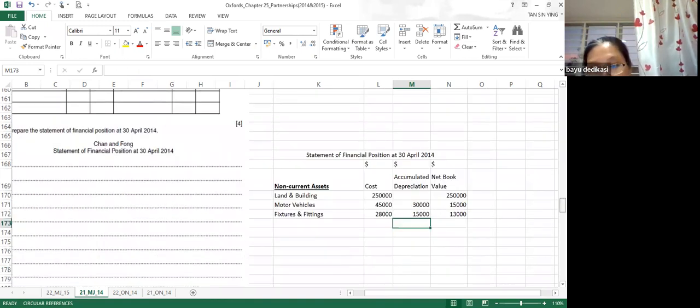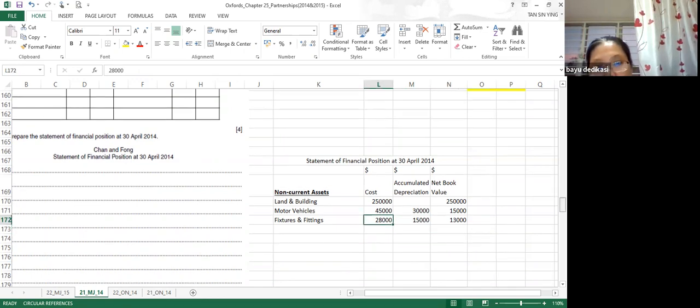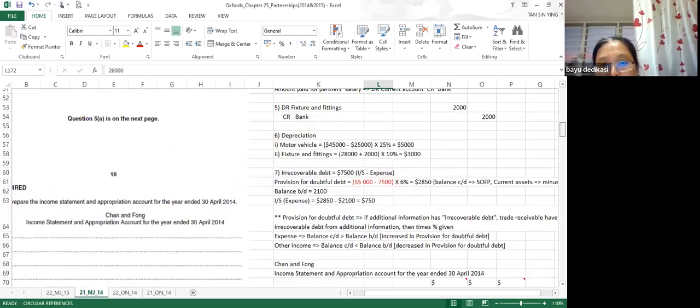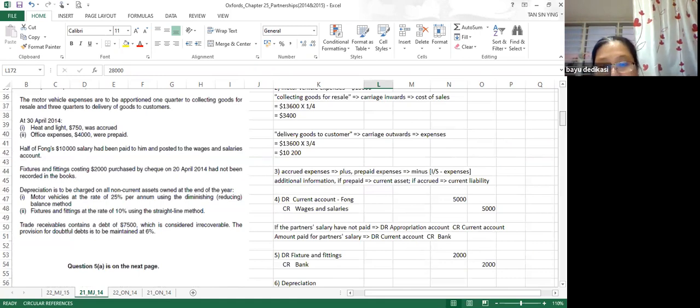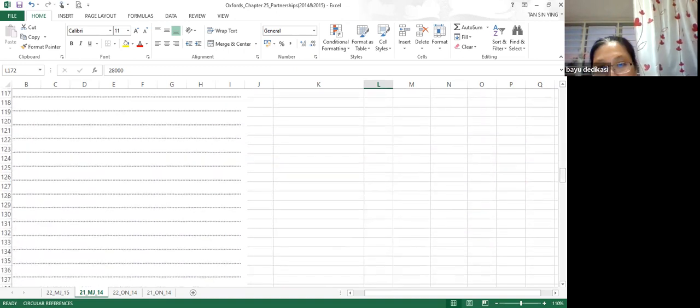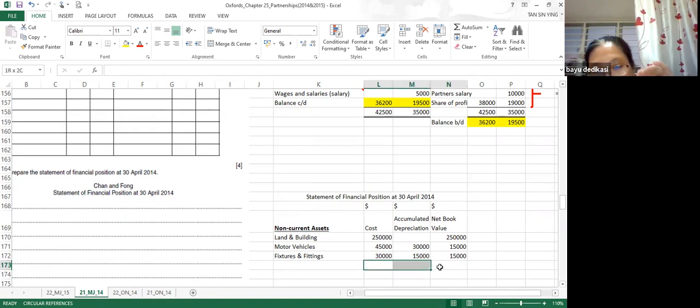Okay. Subtotal the cost. Subtotal your furniture and fittings. You have forgotten there's an adjustment on it. The furniture and fittings is not 28,000. Everything is how much in total? Yes, correct. Okay, subtotal the cost, subtotal the accumulated depreciation.